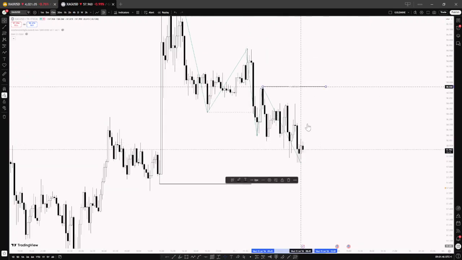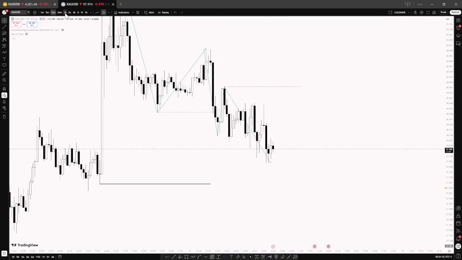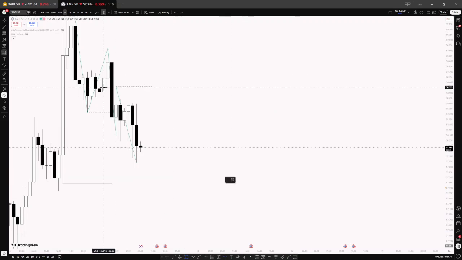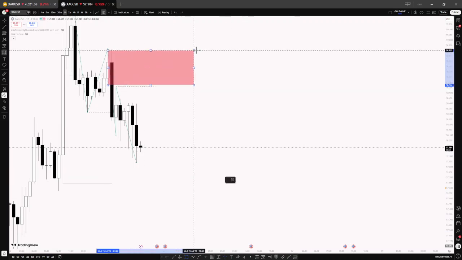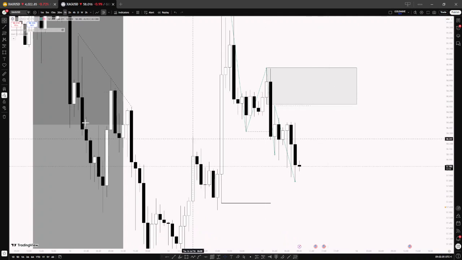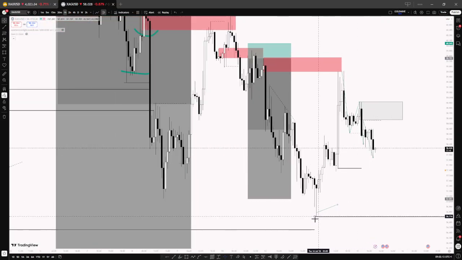So right here now, my inducement is here, and anything above that can serve as a draw on liquidity is what I'll use as my point of interest. Without going further, you can just see that we have this engulfed bullish candle that would serve as an area of interest. So when price comes here, I go to the 5 minute, look for my confirmation, and I take a trade from this area to target the external liquidity of this structure. So that's what I'll be expecting on silver.